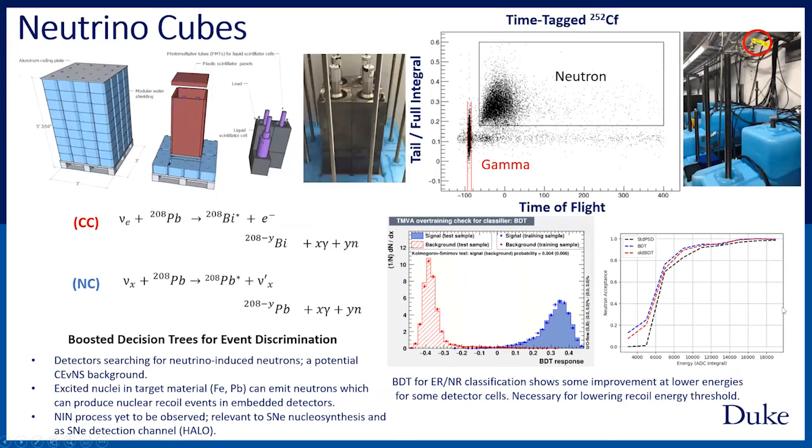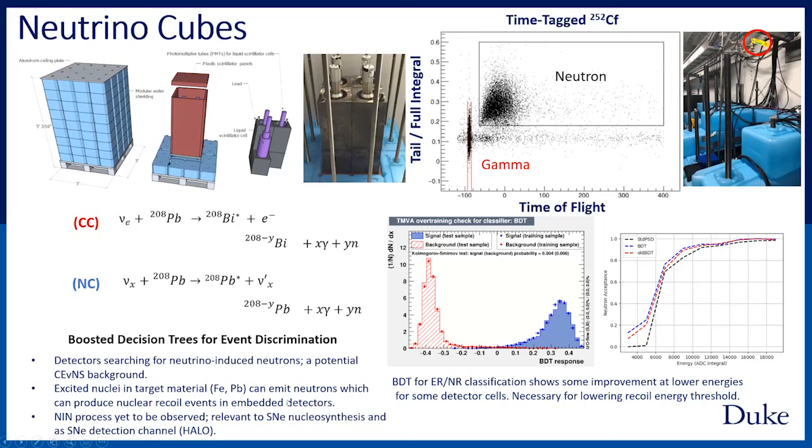To begin with, I'm going to first talk about neutrino cubes. They're used to detect neutrino-induced neutrons, which are a potential CEvNS background. The excited nuclei in the target material, like iron or lead, can emit neutrons, which produce similar nuclear recoil events in the detectors, with timing similar to the neutrinos themselves. If we can study this background, it helps us better understand the precision measurements. And sadly, this process has yet to be observed.